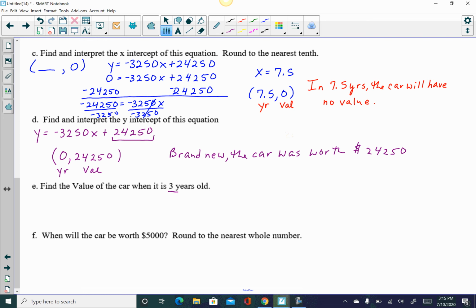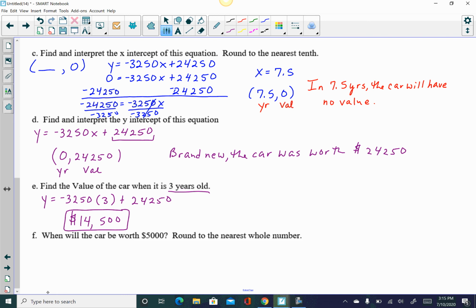There's a time. Time is always your x, so in place of x, you're plugging in 3. So negative 3250 times 3 plus 24,250. You can put that in your calculator all at one time, and you should arrive at 14,500. That would be the value of the car.